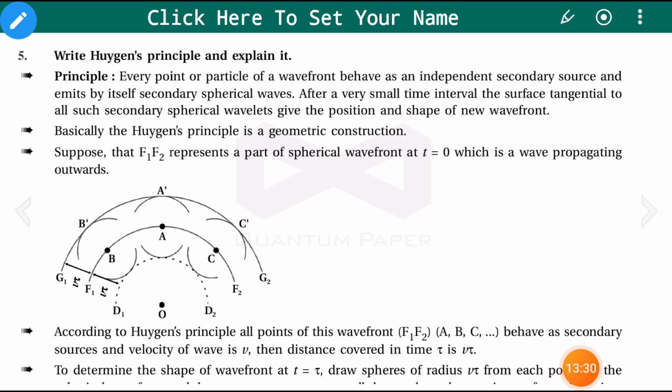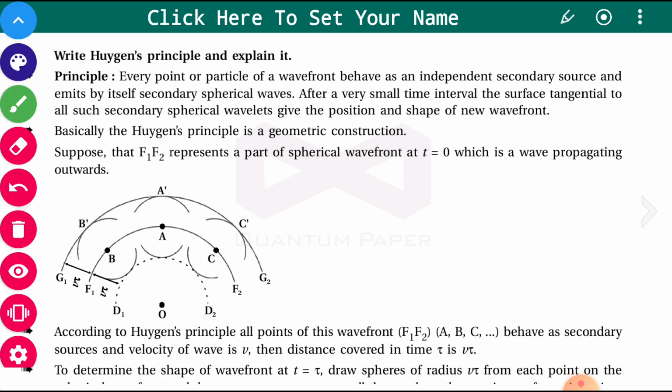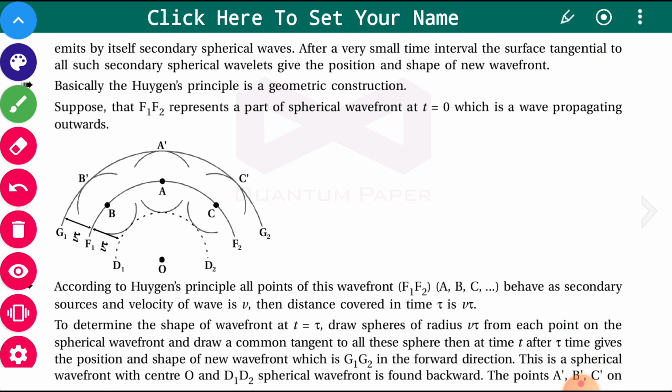Now write Huygens principle and explain it. The principle we have already discussed in the last question. Every point or particle of a wavefront behaves as an independent secondary source and emits secondary spherical waves after a very small time interval. The surface tangential to all such secondary spherical wavelets will give the position and shape of the new wavefront. This is the geometrical concept.